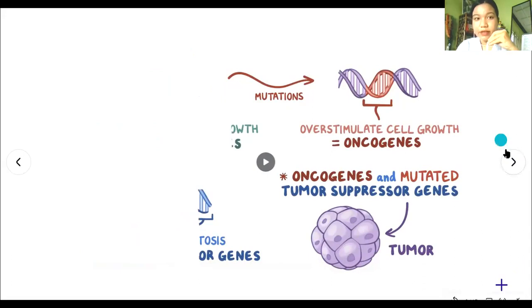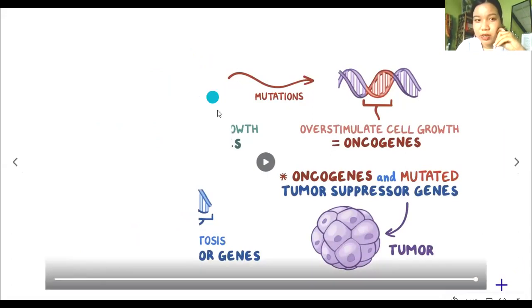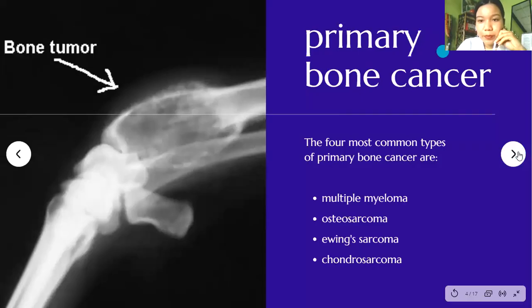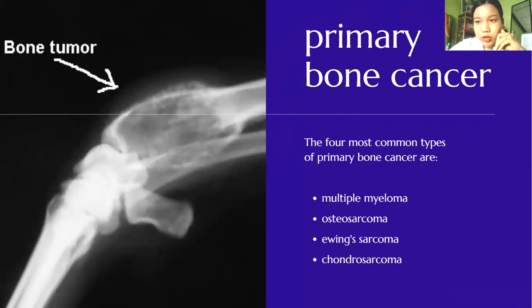So that video was from Osmosis, and I hope it cleared things up on the pathophysiology of bone cancer. Next is primary bone cancer, and we're going to discuss the four most common types of primary bone cancer. Primary bone cancer means that it's the kind of cancer that begins in the bone, compared to secondary bone cancer, which begins somewhere else and spreads to the bone. The four most common types are multiple myeloma, osteosarcoma, Ewing sarcoma, and chondrosarcoma.